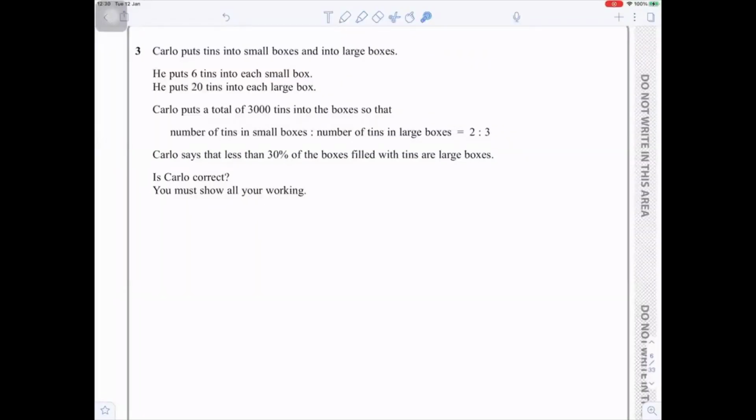Question number 3. Carlo puts things into small boxes and into large boxes. He puts 6 things into each small box. He puts 20 things into each large box. Carlo puts a total of 3,000 things into the boxes so that the number of things in the small boxes to the number of things in the large boxes is 2:3. Carlo says that less than 30% of the boxes filled with things are large boxes. Is Carlo correct? You must show all your working.